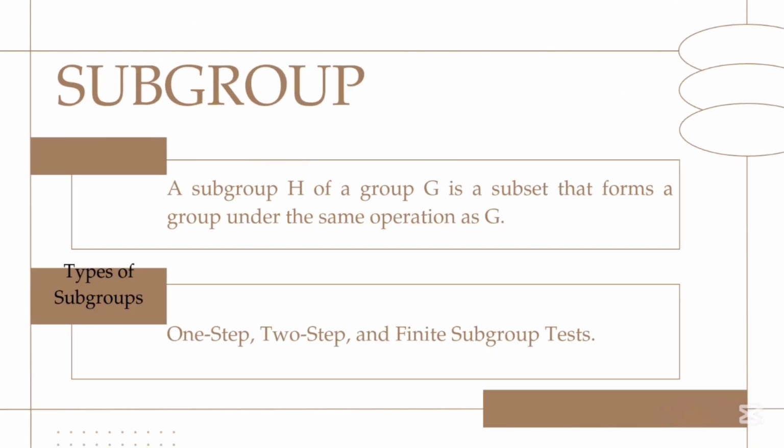First, let's clarify what a subgroup is. A subgroup H of a group G is a subset that forms a group under the same operation as G. So today we'll focus on the one-step subgroup test, which is often used to simplify subgroup verification. There are types of subgroup tests: we have one-step, two-step, and finite subgroup tests. But for now, we will focus on the one-step subgroup test.